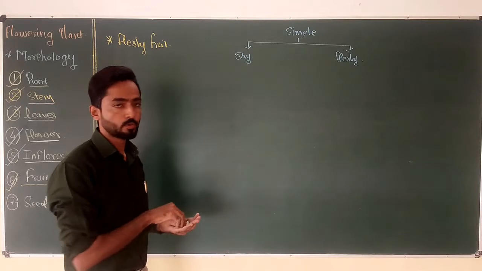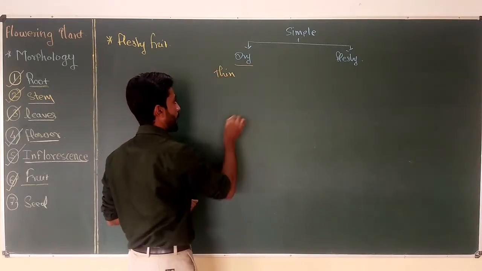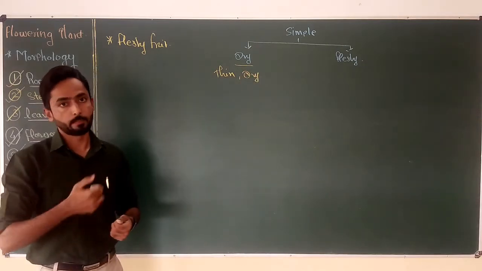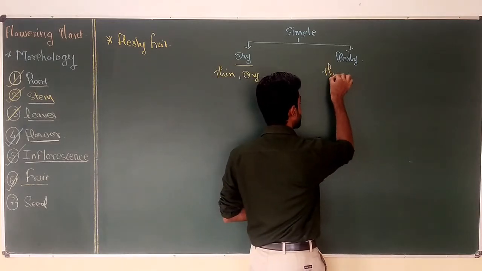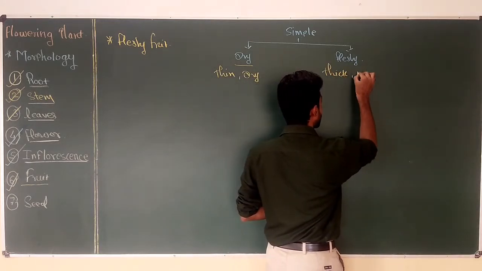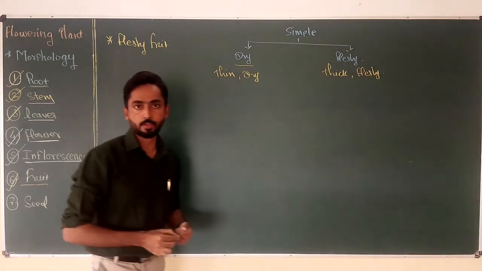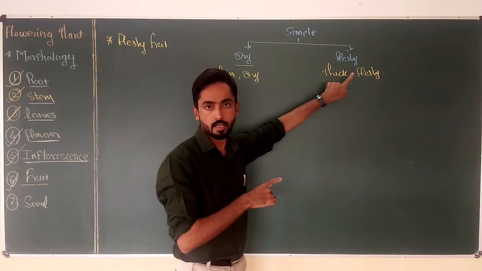In case of dry fruit, the fruit shows a thin and dry pericarp or fruit wall after maturity. And in case of fleshy fruit, the fruit has a thick and fleshy pericarp after maturity. So this is the basic difference between dry fruit and fleshy fruit.